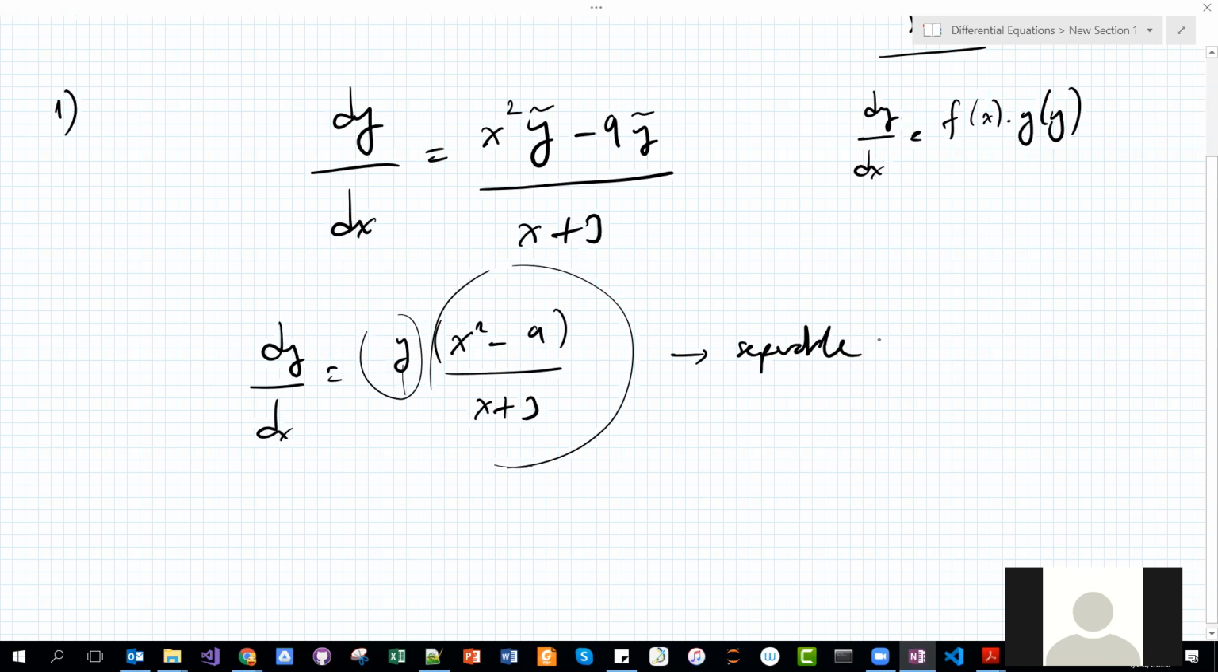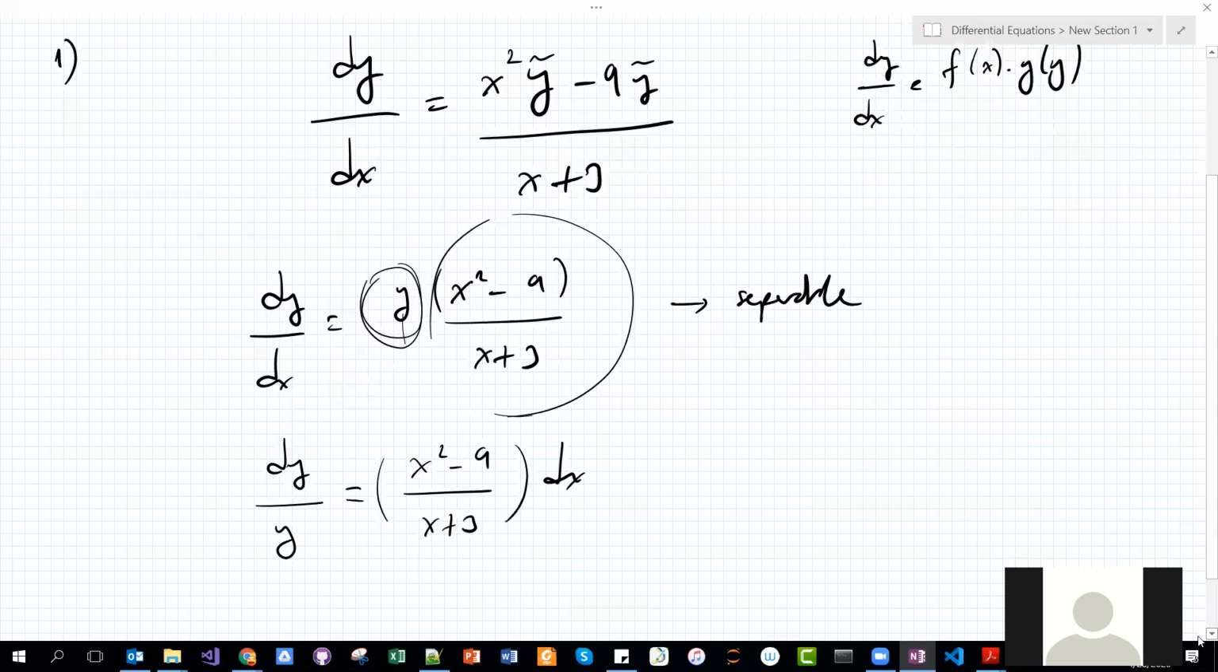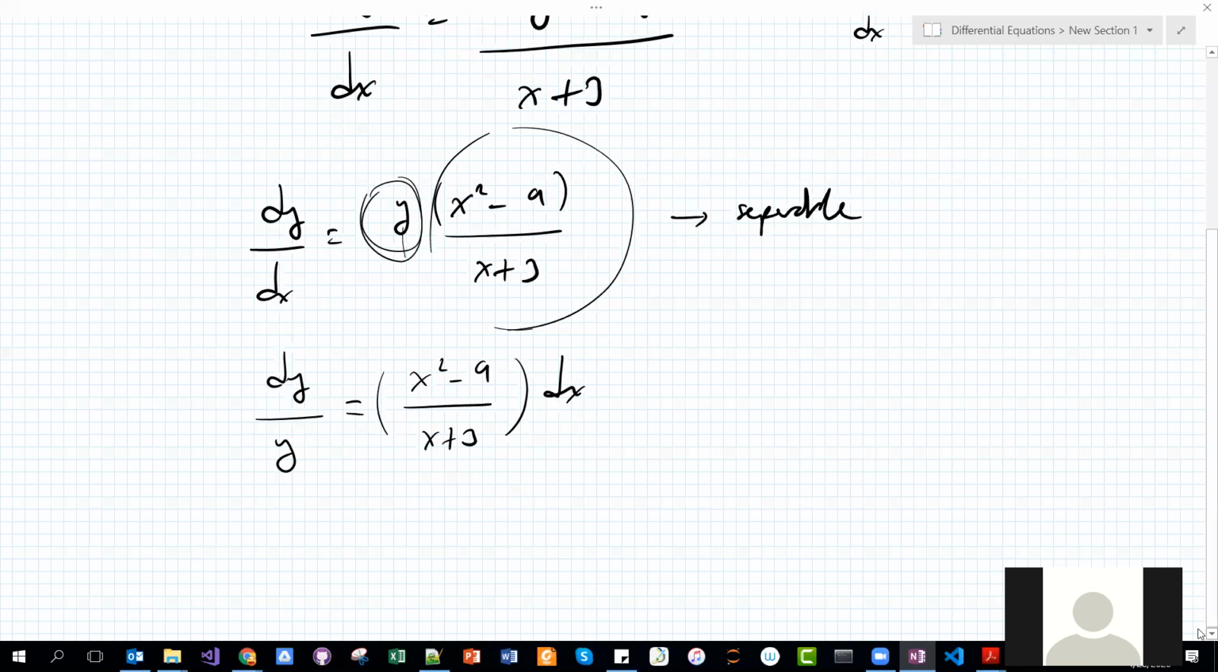It is separable. So now, if it is separable, I can just move the related terms to the other side. Like in this case, I need to move the y to the other side, which will be something like that. And on the right-hand side, I'm gonna have (x squared minus 9) over x plus 3 dx, correct? Good. That is why separable equation is one of the best techniques. It gives us something we can directly integrate. So now I will integrate both sides.